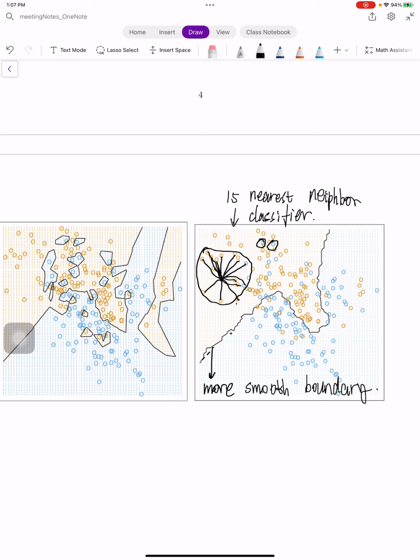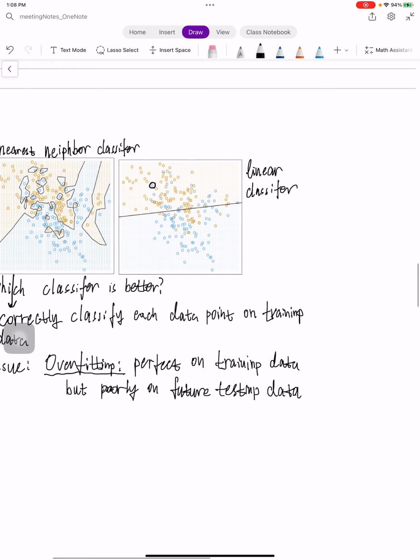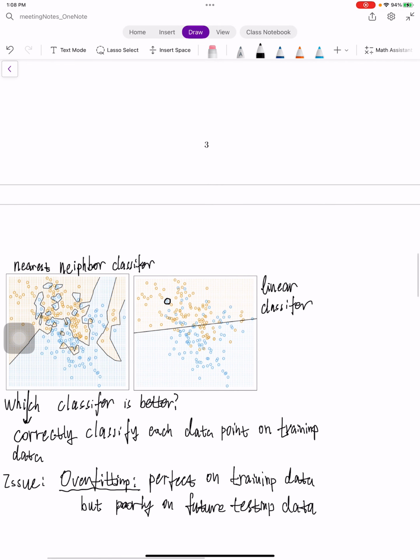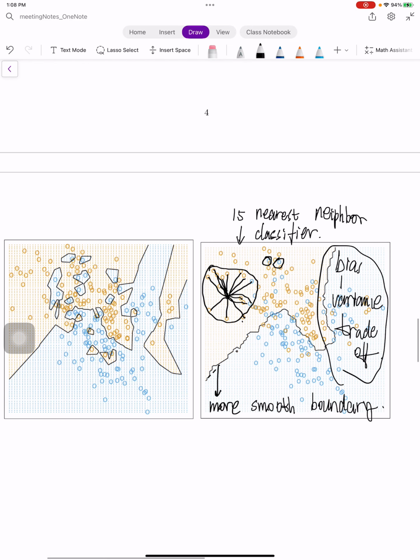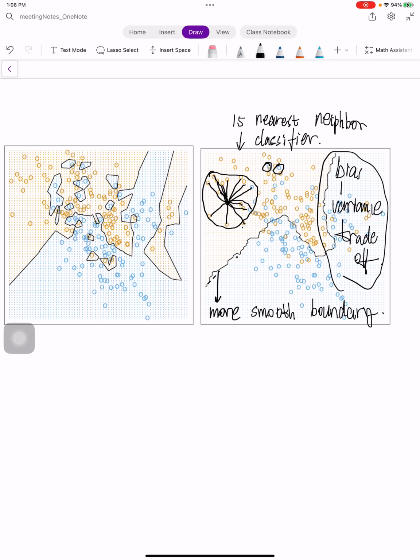And later on, we're going to talk about the bias-variance trade-off. That's how we're going to decide if your model is overfitting or underfitting. It seems the linear classifier is too simple for the real case. But for the 15 nearest neighbor, it's between the one nearest neighbor and the linear classifier. Maybe it's the best. Usually, that's the best model we can choose.